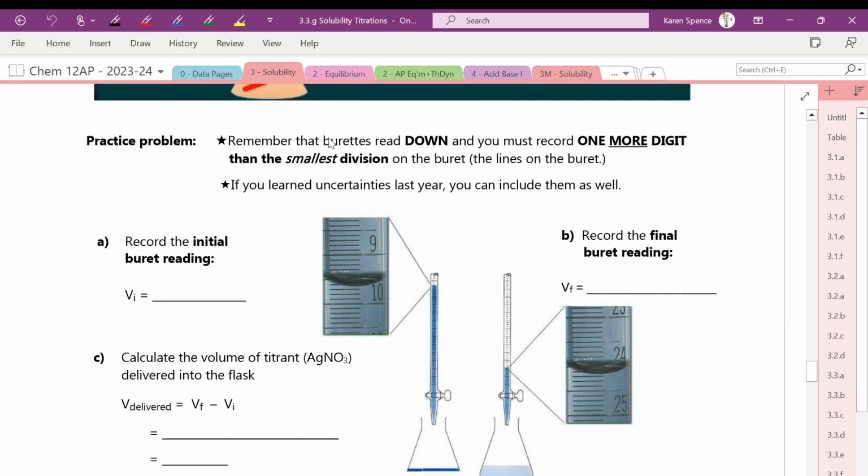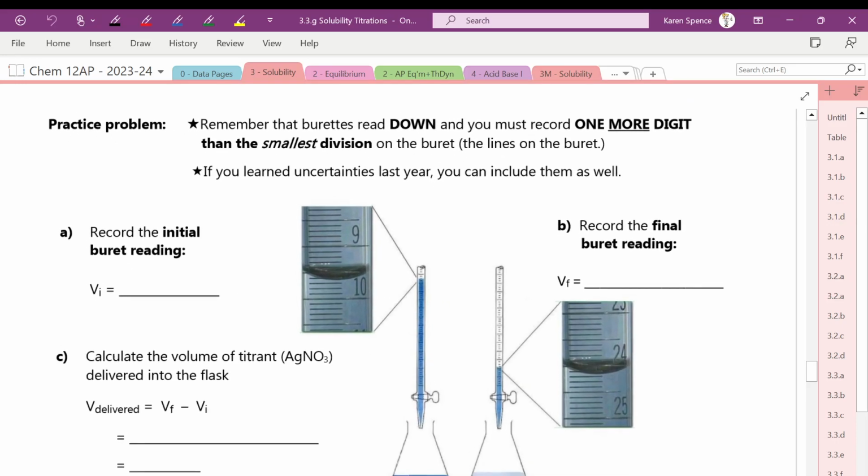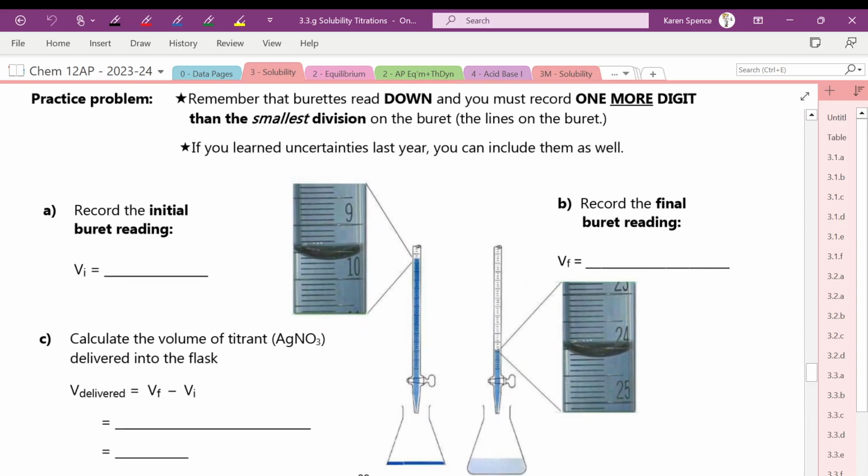Try the practice problem. See if you remember how to do this. And I want to see correct sig figs, because AP, if they're asking you to do this, will want to see correct sig figs.